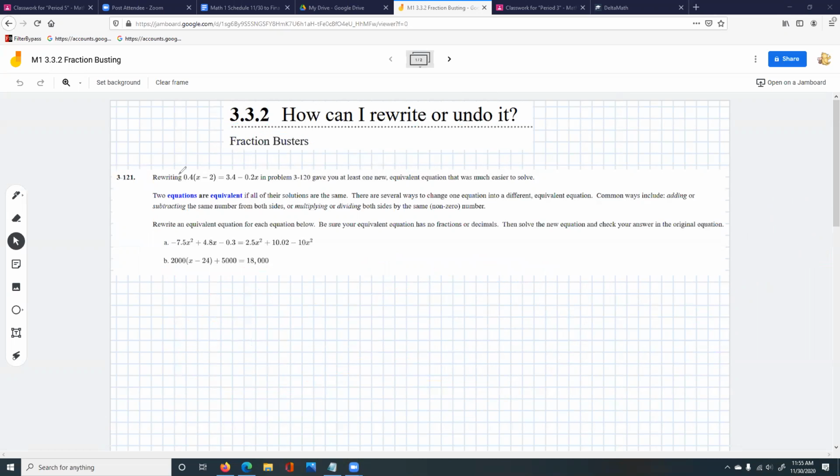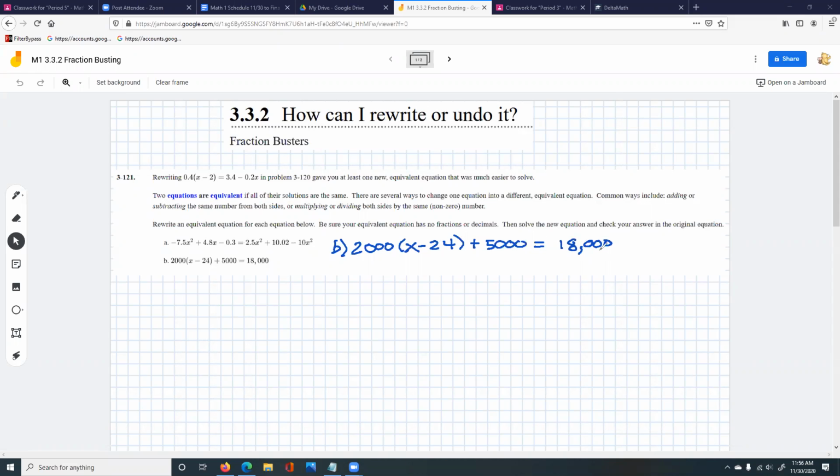All right, let's do B here. Let's copy down B. Change my color again. Okay, B says 2,000 times x minus 24 plus 5,000 equals 18,000. Okay, a lot of thousands here, a lot of zeros.